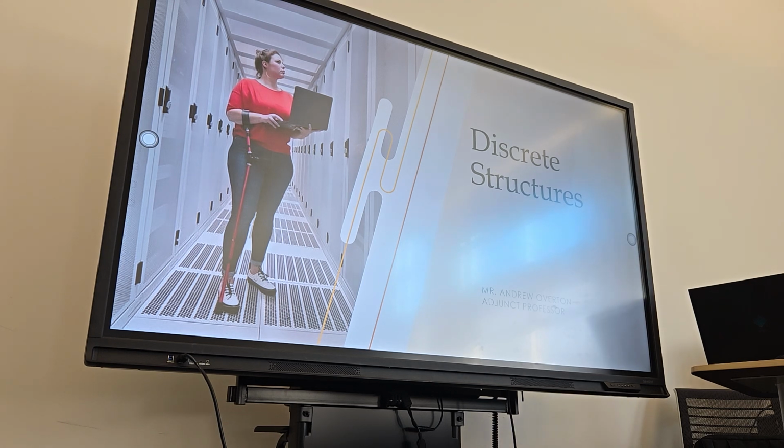All right. Like I said, this is Discrete Structures. My name is Mr. Overton. I'm an adjunct professor, which means I'm part-time. I'm not here 40 hours a week, not typically. But I am here more than most adjuncts are. I try to be available as much as I can for the students. That's why I'm here, is teaching and helping students and that sort of thing.